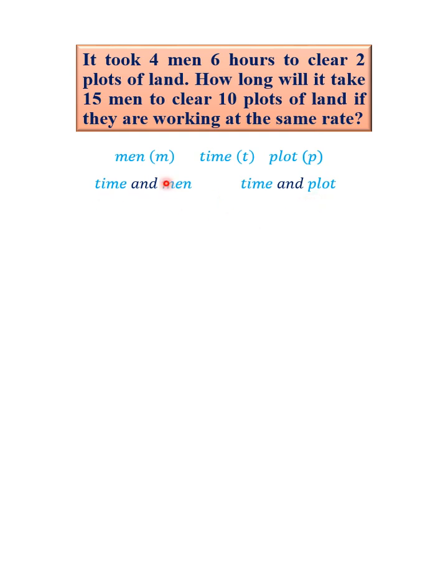You can decide to take men and compare it to time. Take the men again and compare it to plots. You can decide to take plot and compare it to time. You take the plot again and compare it to men. So whichever way is fine. The most important thing is that when you pick these quantities, ensure that you compare them correctly. Understand how they relate so that you can do the comparison properly. That is what is very important.